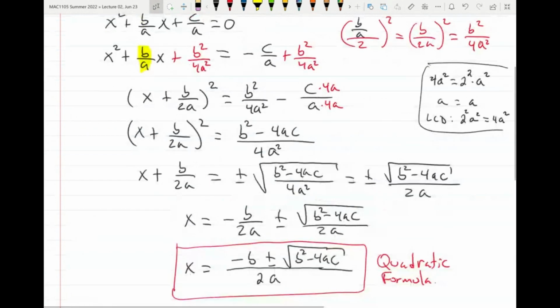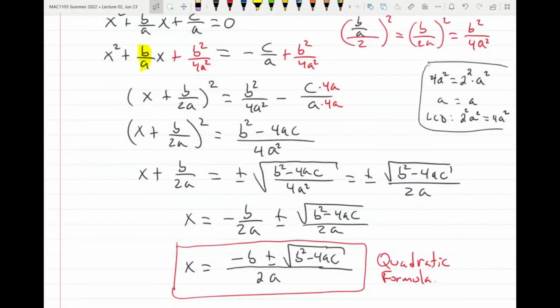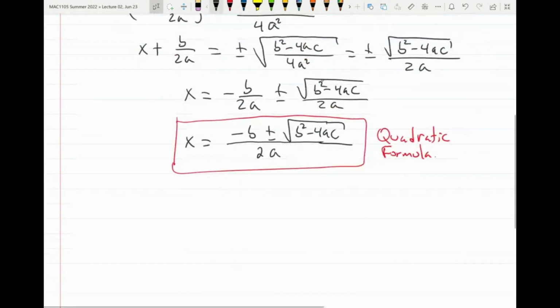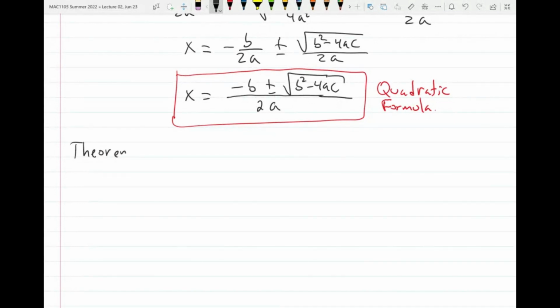So what I want you to understand is that this is really just completing the square. Okay? It's just that we did it in general. It's easier before because we have complete numbers. Here we don't, so we have to work with A, B, and C. Okay? But the good thing about it is that this allows us to obtain a formula. So what we just did is the proof of the following theorem. That's the quadratic formula.